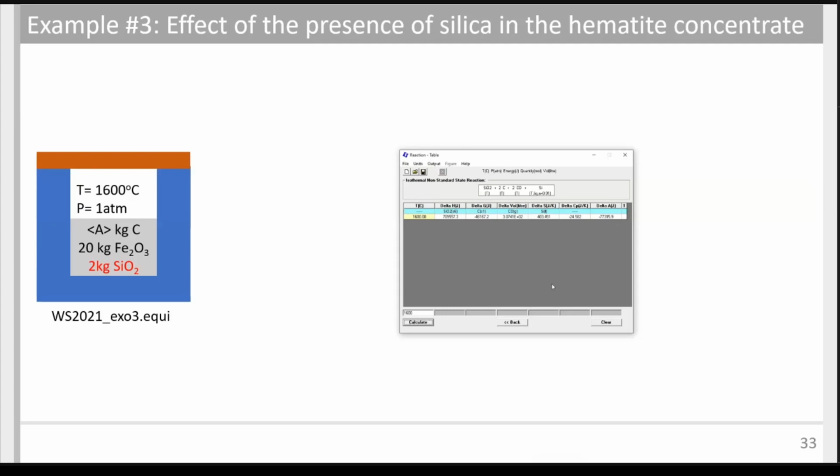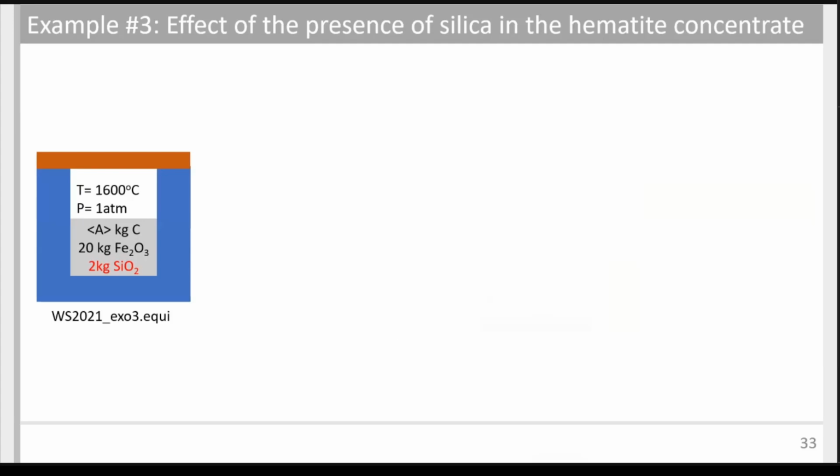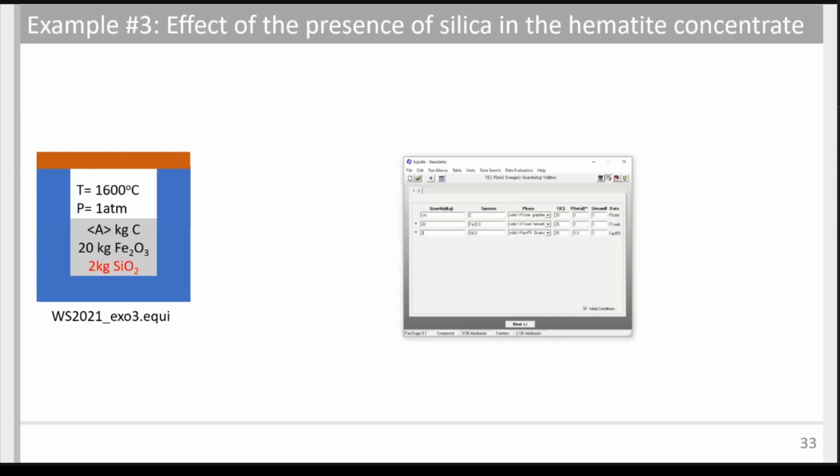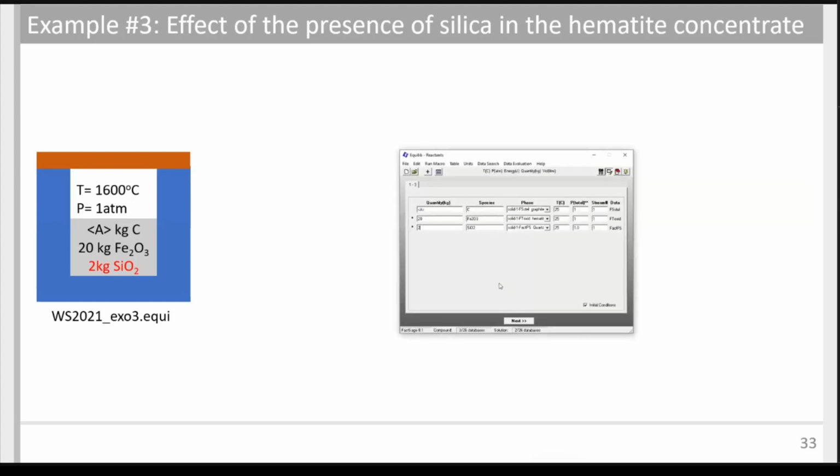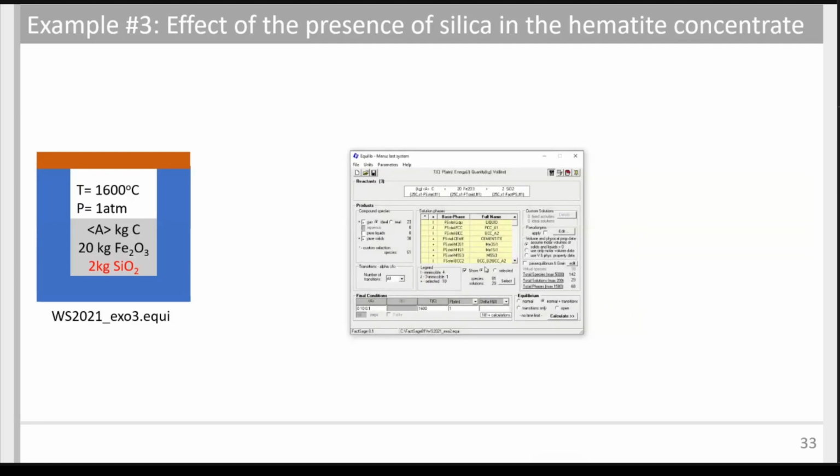So to understand clearly what is happening in our system during the carboreduction of hematite that contains some amount of silica, we'll move to the equilibrium module. So this is the calculation I prepared for this example. We have an alpha amount of carbon, 20 kilogram of Fe2O3, and we added to our previous example 2 kilogram of silica. So if we hit the next button, you will see the phase selection that has been done for us.